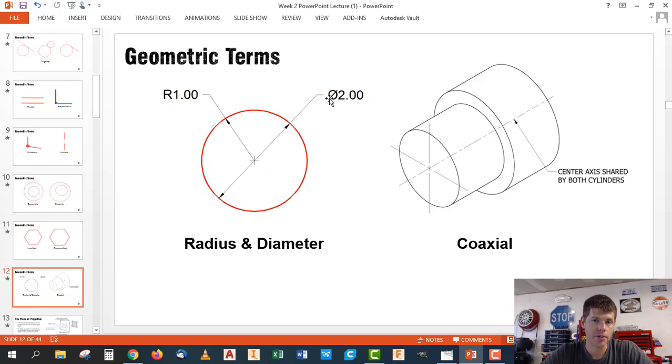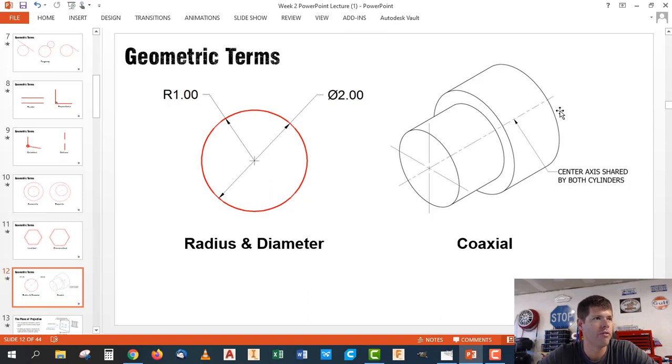If you have a complete circle, the rule in technical drawing is that you dimension that with a diameter. Diameter, remember, being the measurement all the way across the circle passing through the center point. Okay, so radius for partial curves, diameter for complete circles. We can also talk about things being coaxial. And this is kind of our final one.